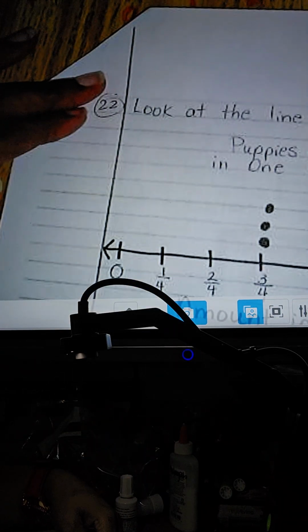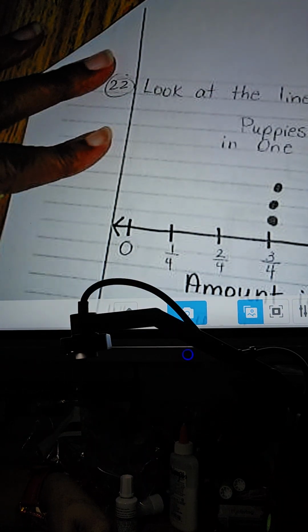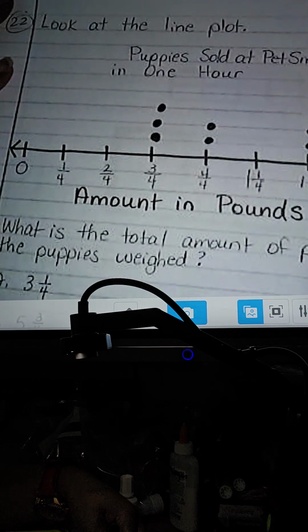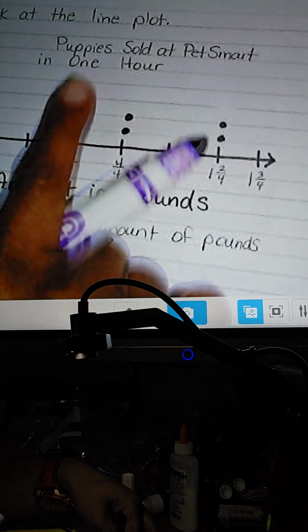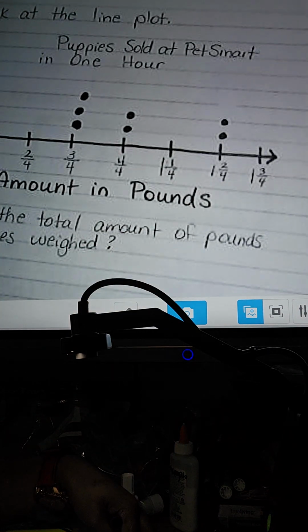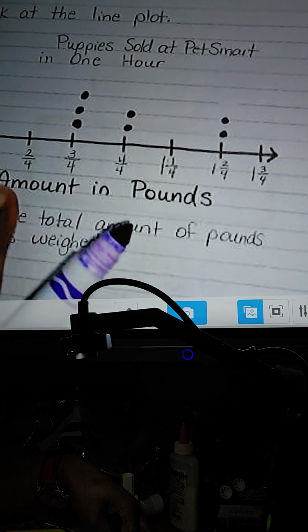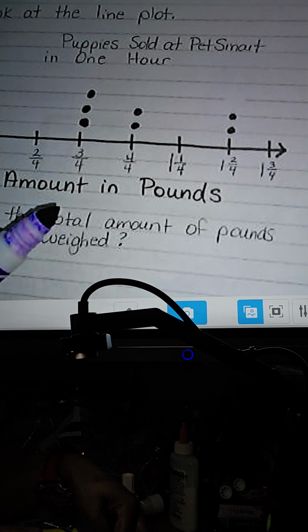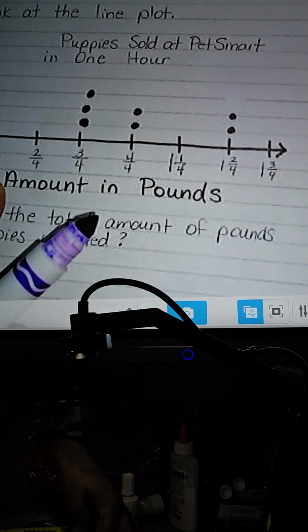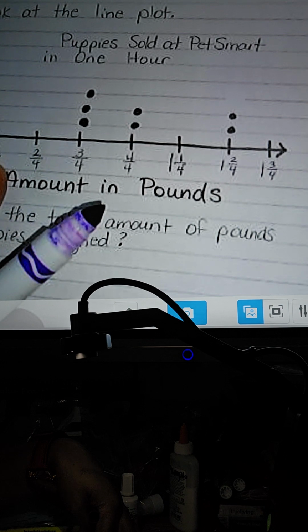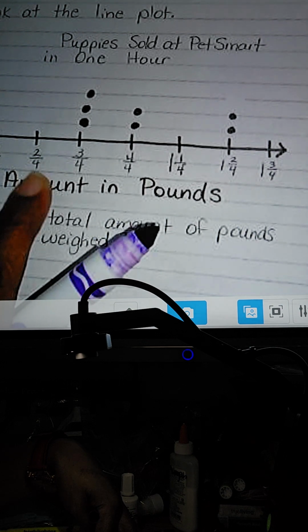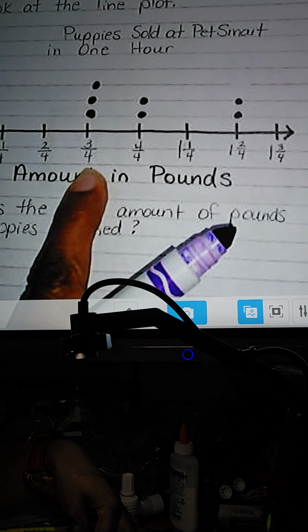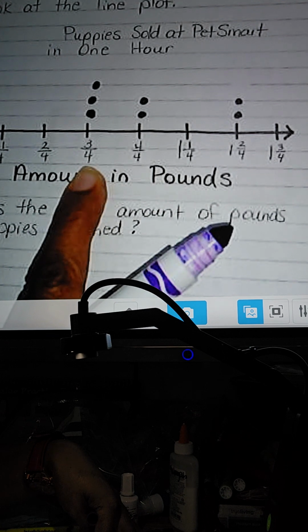All right, and the last question, number 22. Look at the line plot. It says puppies sold at PetSmart in 1 hour. Amount in pounds. So, no puppies. Then there's puppies that were 1/4 pounds. Puppies that are 2/4 pounds. Puppies that were 3/4 pounds. How many puppies were 3/4 pounds?